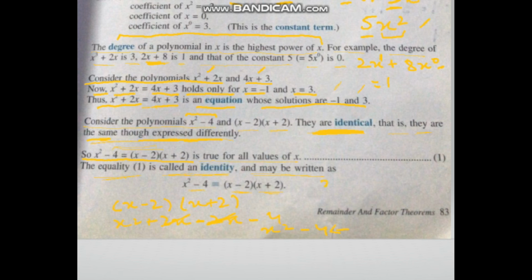Let me once again show it to you that x squared minus 4 is equal to x minus 2 times x plus 2, right? And we have already seen that when we multiply x minus 2 with x plus 2, the polynomial that we get is x squared minus 4. So we know that x squared minus 4 is equal to this, which is equal to x squared minus 4. So x squared minus 4 is equal to x squared minus 4. This has been proved, right? So this is why they are identical, because they both are the same, but they are only written differently.